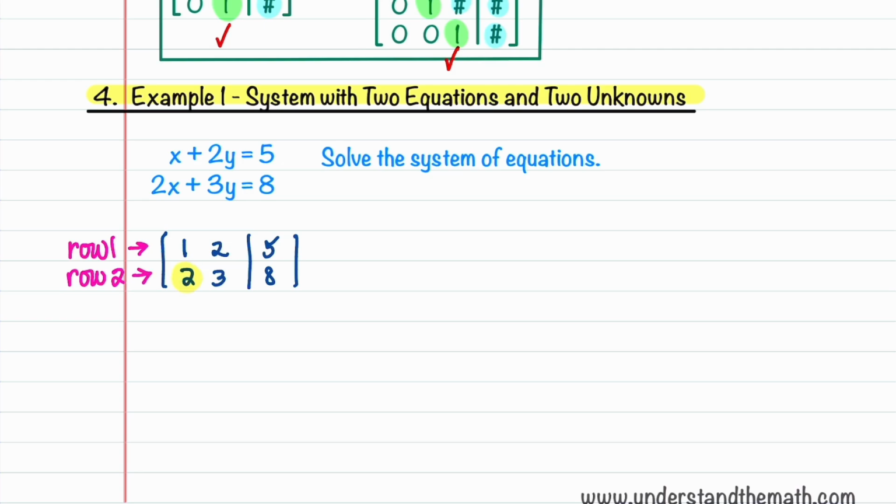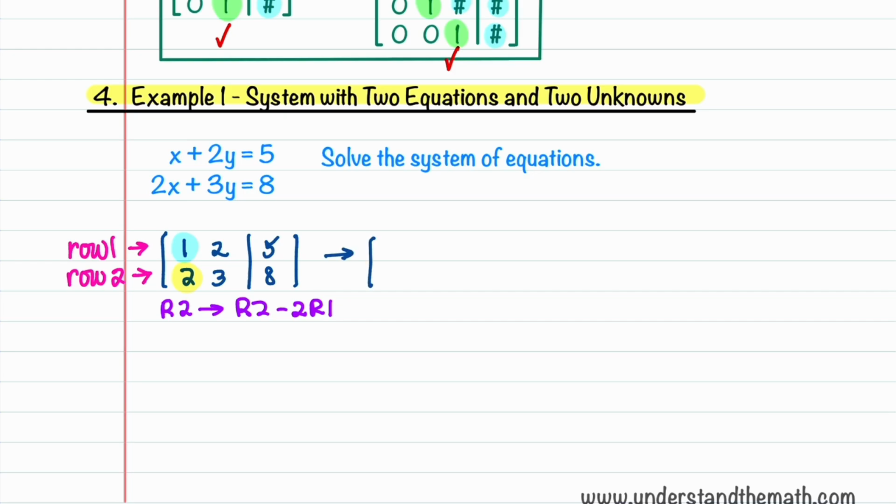So what we're going to do is use the row above it, and use this entry to make the 2 highlighted in yellow equal to a 0. That's called a row operation. So we're going to take row 2 and replace it with row 2 minus 2 times row 1. Let's see what this looks like.